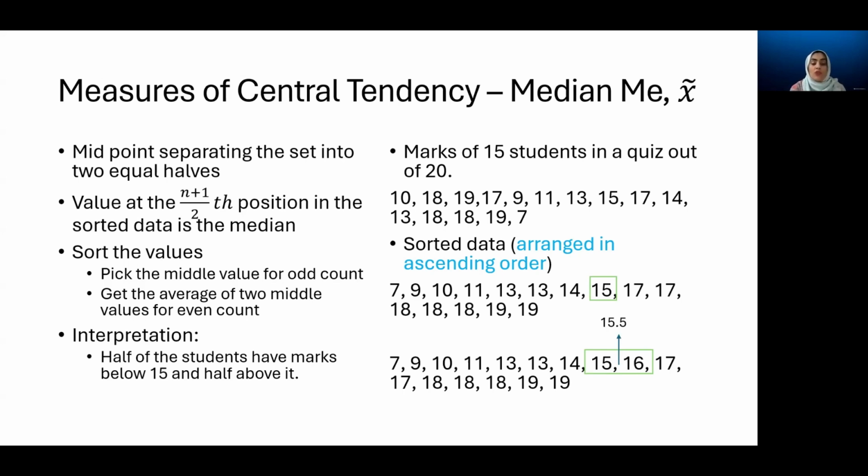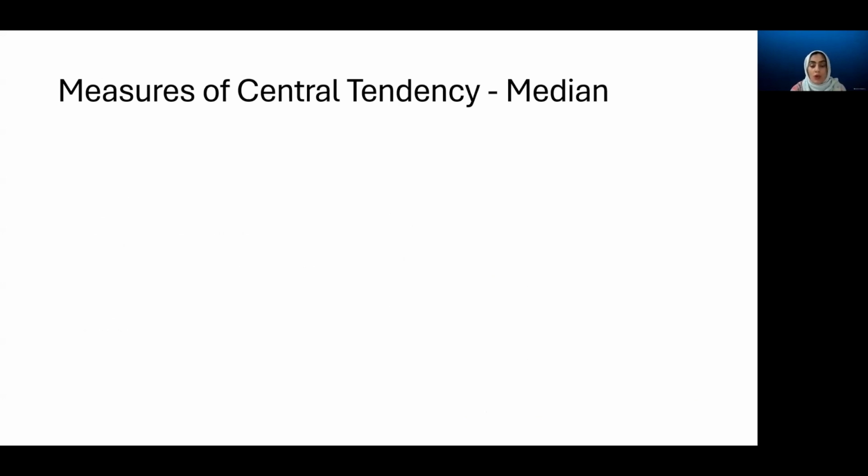Now coming to the interpretation, in the first case, where we got a median of 15, that means half of the students in this class have scores below this value 15, and the other half have scores above 15. So this is the interpretation of median. This should be emphasized: whenever you're calculating the median, always remember to arrange your data first in ascending or descending order.